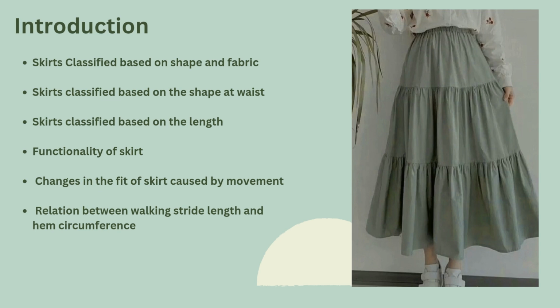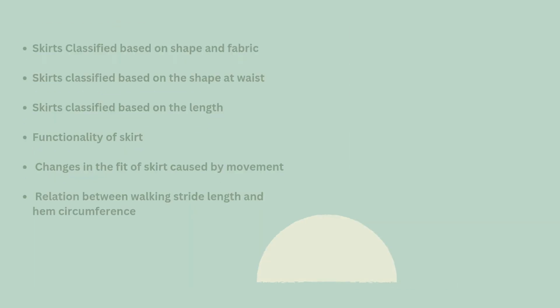In this video, which is an introduction, we'll cover these subjects. First, we classify skirts based on their shape and fabric, then based on their waistband shape, then based on the length. Later, we'll talk about functionality of skirts and how their fit changes due to body movement. Lastly, we'll discuss the relation between walking stride length and hem circumference.